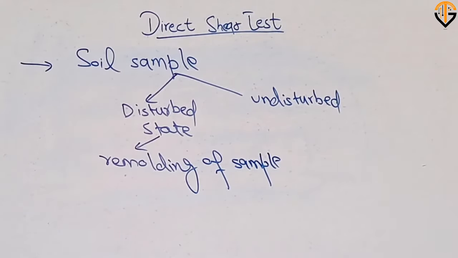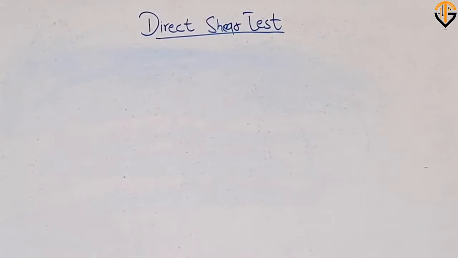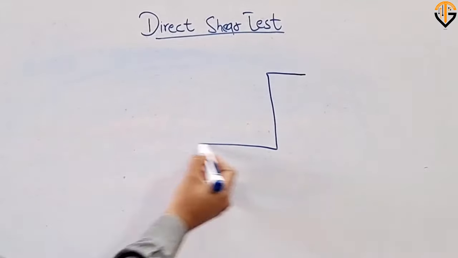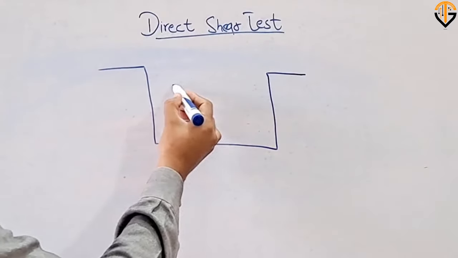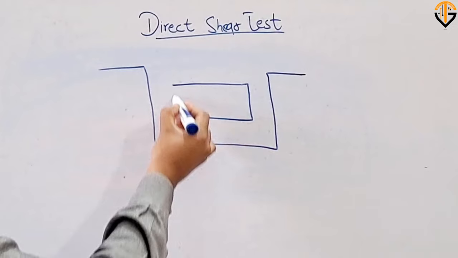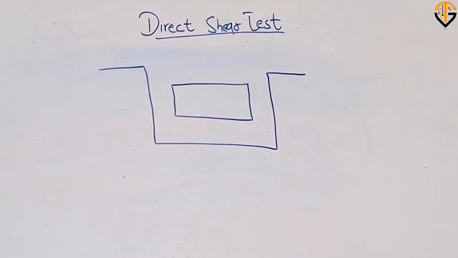So after the preparation of soil sample, in direct shear test, what we do is we apply the normal stress that remains constant, and then we apply a horizontal force and we observe the failure point of the soil. So after the preparation of soil sample, we place the soil sample in a shear box assembly. Let's assume this is a shear box in which a soil sample is placed like this, and the dimensions of the ring can vary.